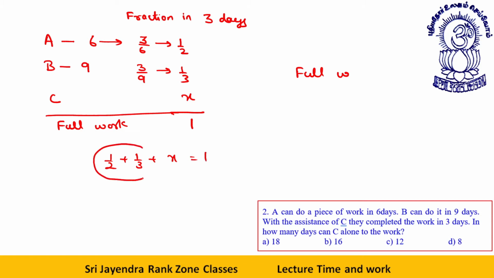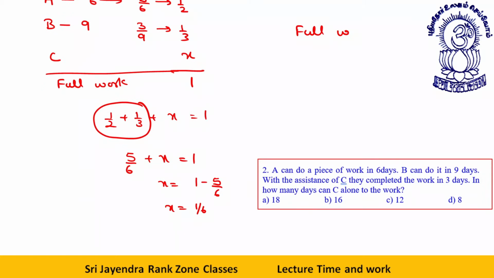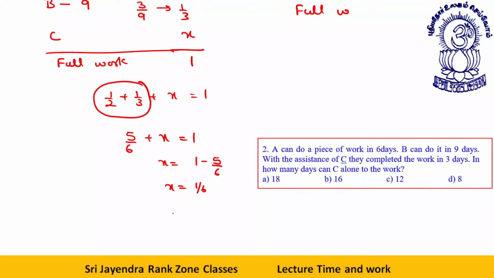We can solve it very easily, but this is a fraction which is encountered very often. 1 by 2 plus 1 by 3 is 5 by 6. Please learn it. x comes out to be 1/6, so the fraction of work is 1/6.